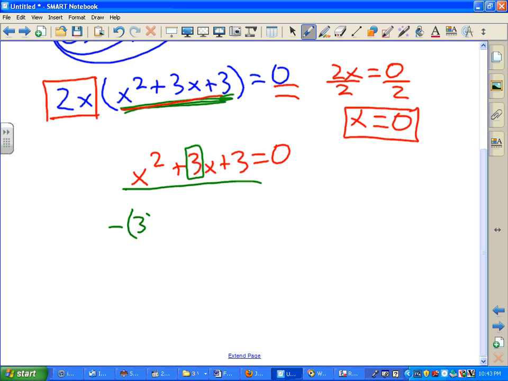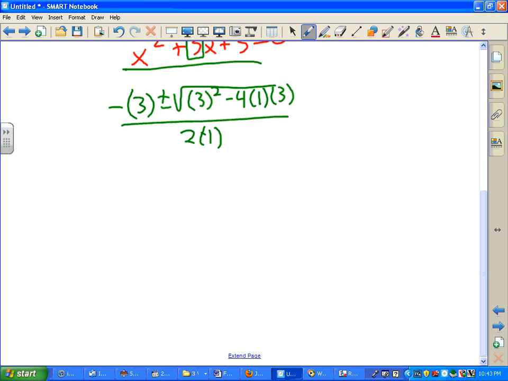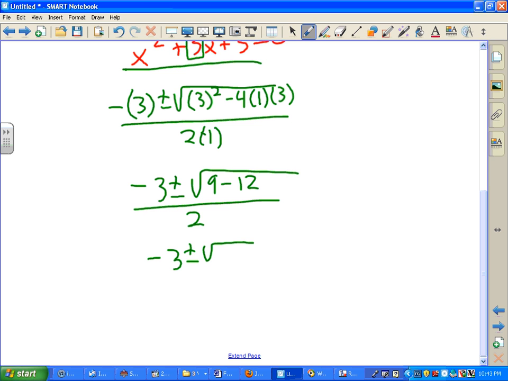Negative b, which is 3, plus or minus the square root of b squared minus 4ac all over 2a. And now we're going to go ahead and solve this. So negative 3 plus or minus the square root of 9 minus 12 all over 2. So negative 3 plus or minus the square root of negative 3 all over 2. Well, negative under a radical there, that means I'm going to have imaginary numbers.